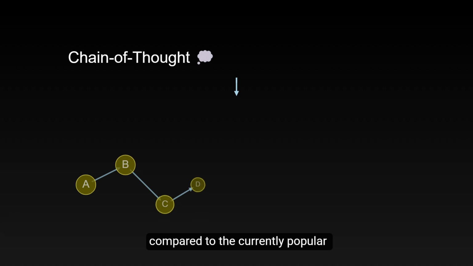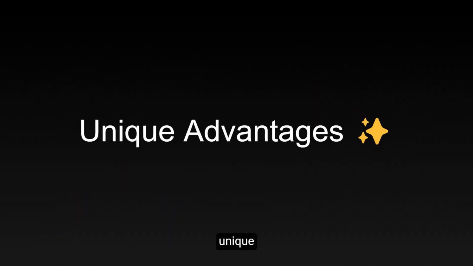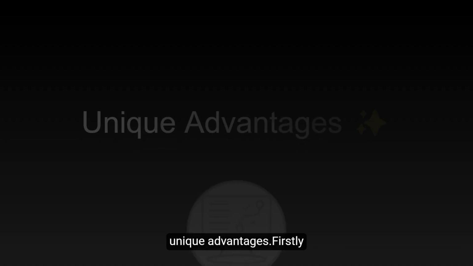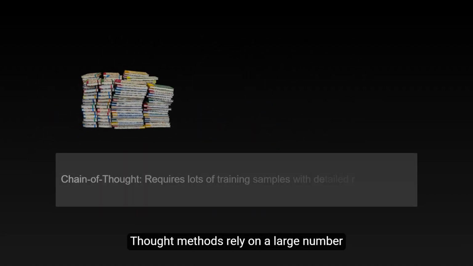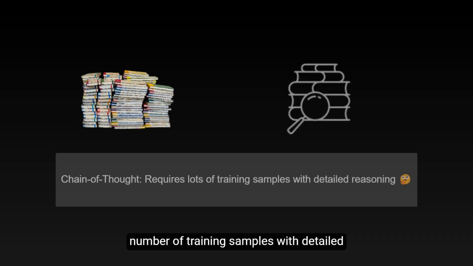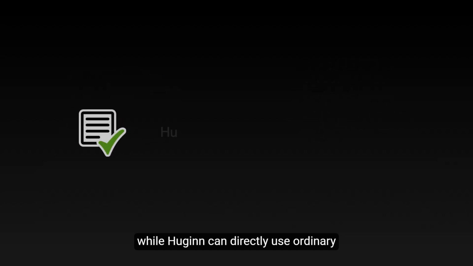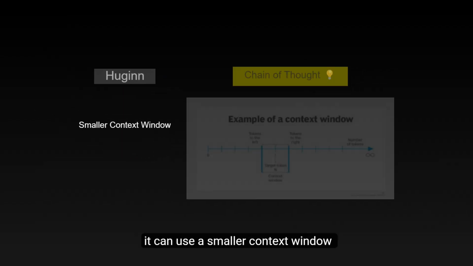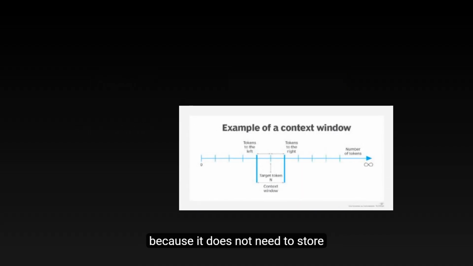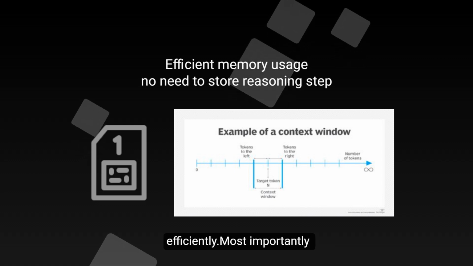Additionally, compared to the currently popular chain of thought method, Huginn's new architecture demonstrates unique advantages. Firstly, it does not require special training data. Traditional chain of thought methods rely on a large number of training samples with detailed reasoning steps, while Huginn can directly use ordinary pre-trained data. Secondly, it can use a smaller context window because it does not need to store textual descriptions of intermediate reasoning steps, thus utilizing memory space more efficiently.